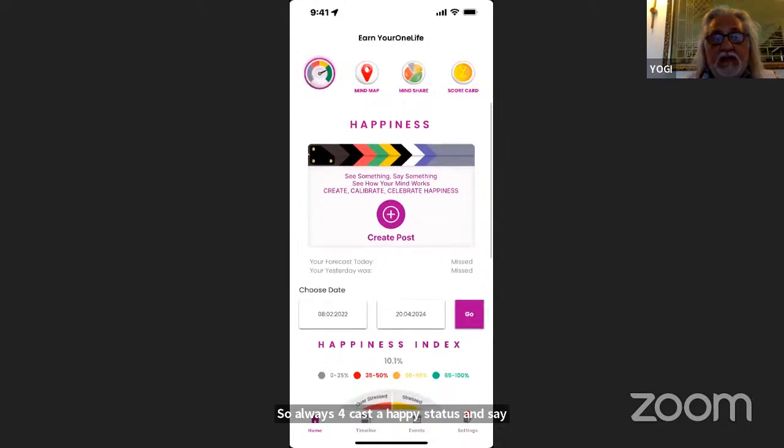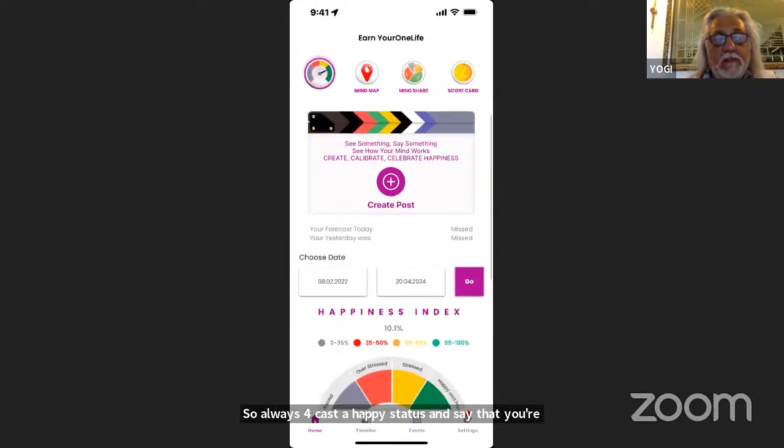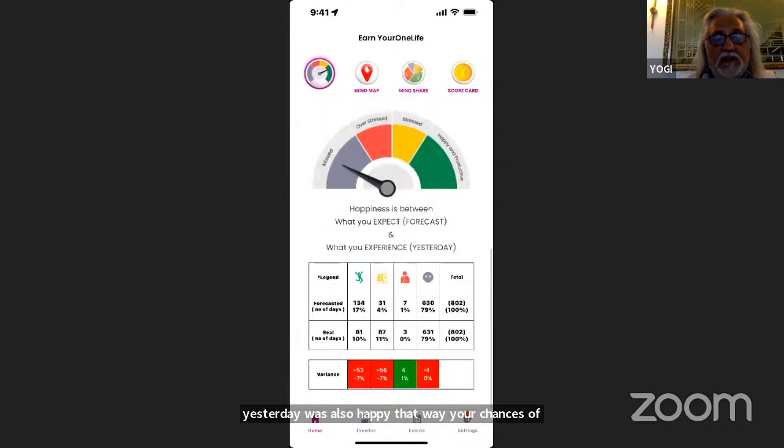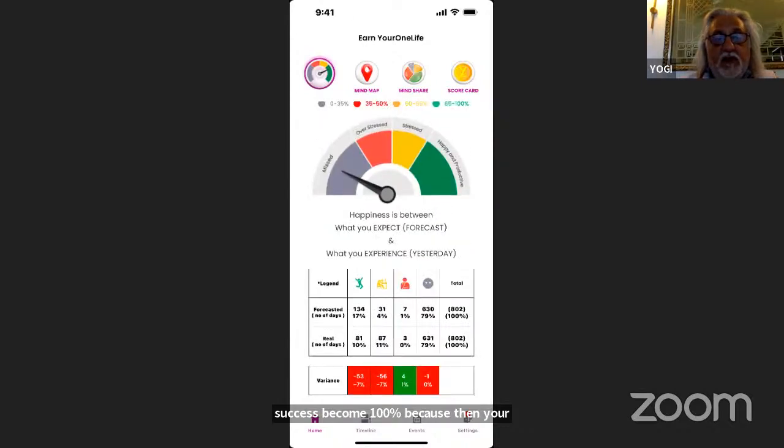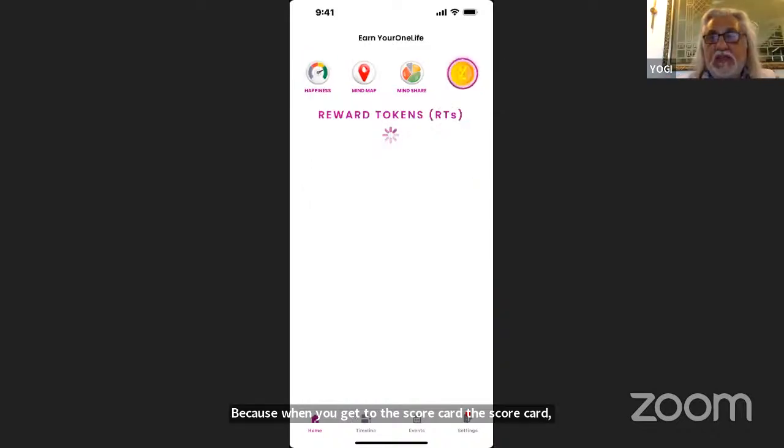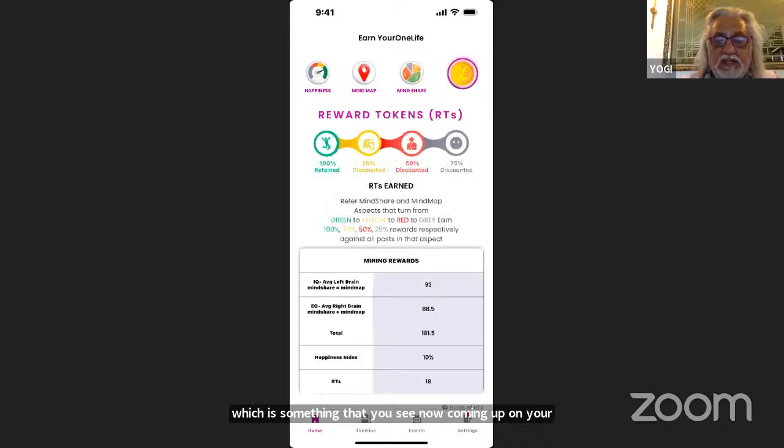That way, your chances of success become 100% because then your real status is 100 days and your forecasted status is also 100 days. And that way, you get to a status which is 100%. The scorecard says, take into account my left brain, which is something that you'll see now coming up on your screen. Can you see it now? Can you see it now? I can't see it, is the reason I'm asking. Yes, I can. We can see.